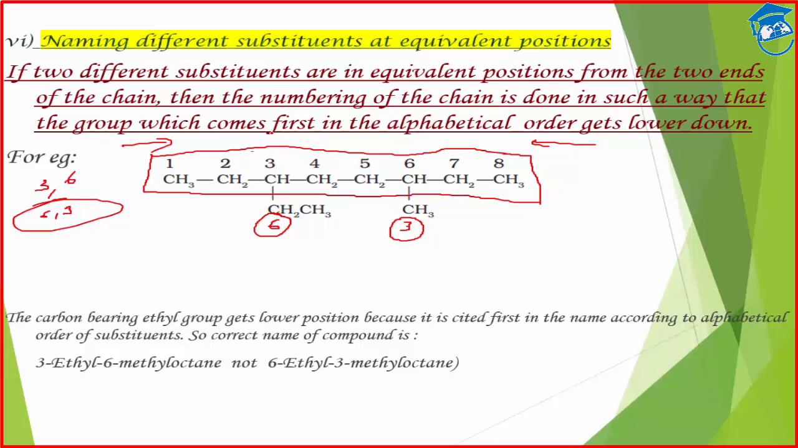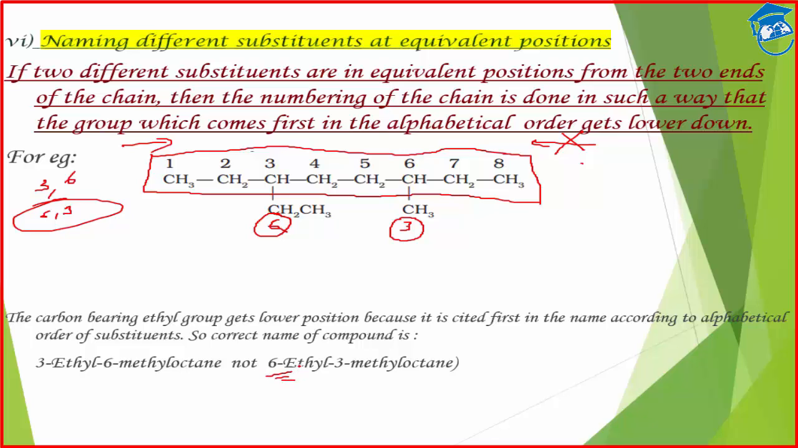In this case, since the positions are equivalent, the numbering will be done in such a way that the substituent whose alphabet comes first should get the lowest number. So we'll proceed from this side, not from the right side, because if we proceed that way, ethyl comes first in alphabetical order and that should get the lowest number. So this is right, this is not. This will become 3-ethyl-6-methyloctane, not 6-ethyl.